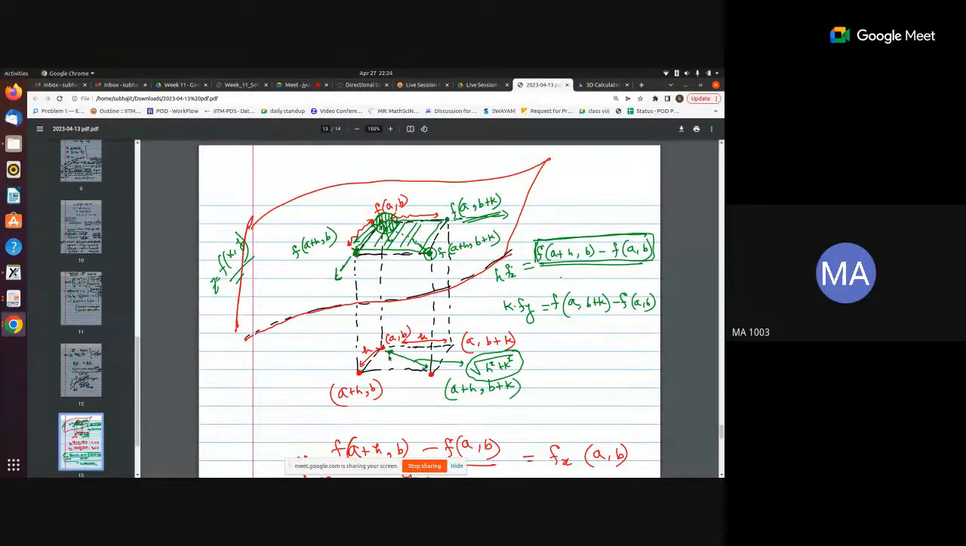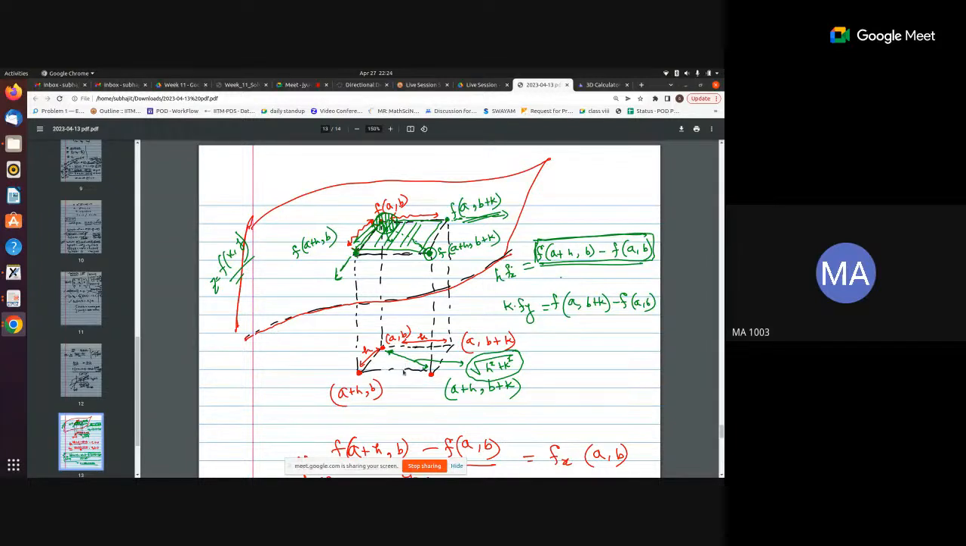So I am drawing a rectangle. What is the neighborhood there? Basically, along the x-axis, I am taking an increment h, and along the y-axis, an increment k. So the point I get here is a plus h comma b, because along the x-axis I am taking increment h. Along the y-axis, I am taking increment k, so I get the point a comma b plus k.